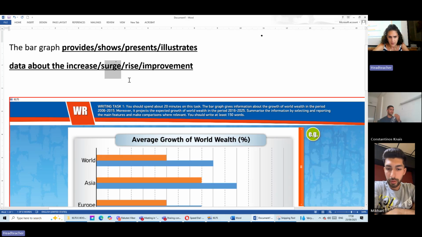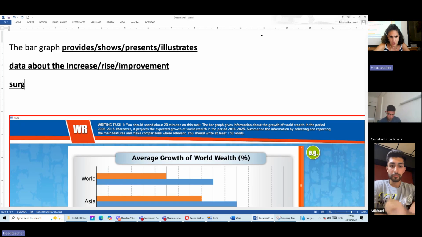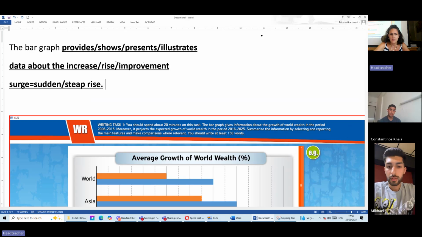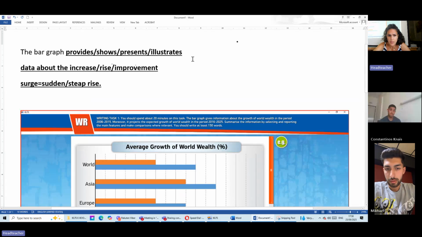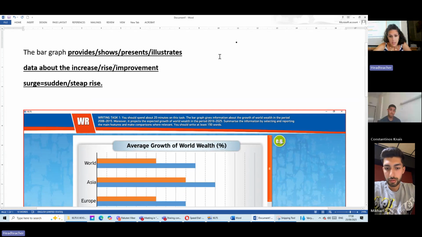Okay. So I'm going to keep this for later. Surge equals a sudden steep rise. I have to unzoom the page, but the letters are too small. I have to zoom in and zoom out all the time. Okay. So these increase, rise, or improvement are very good synonyms to replace the word growth.